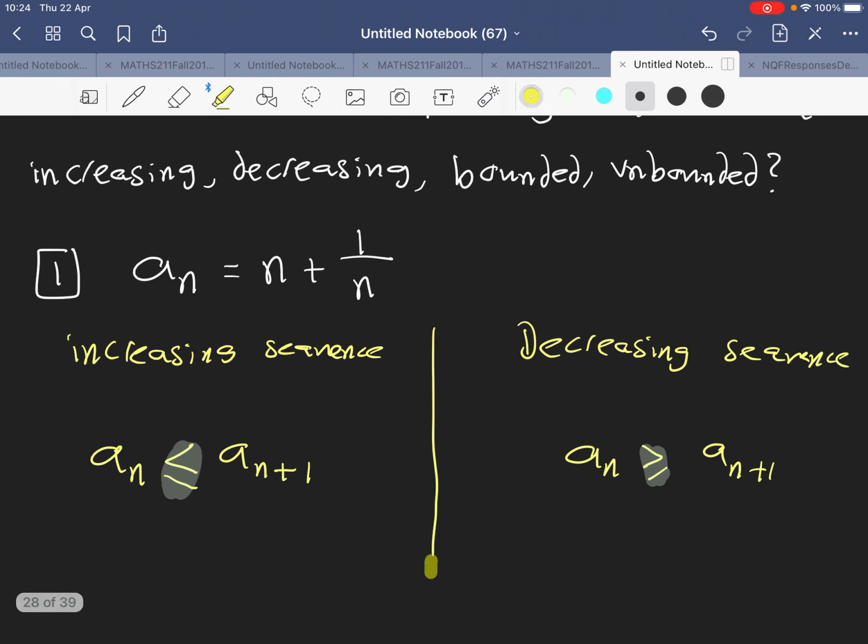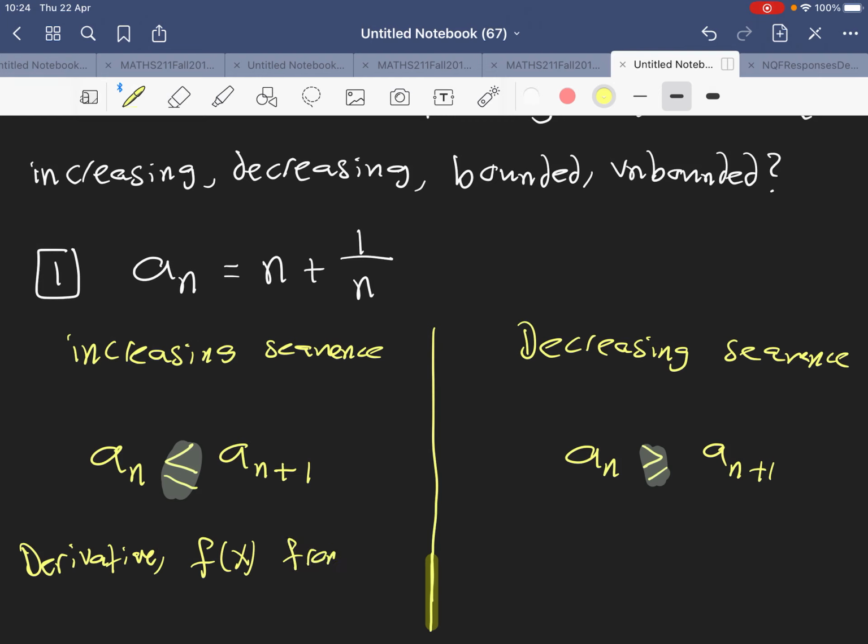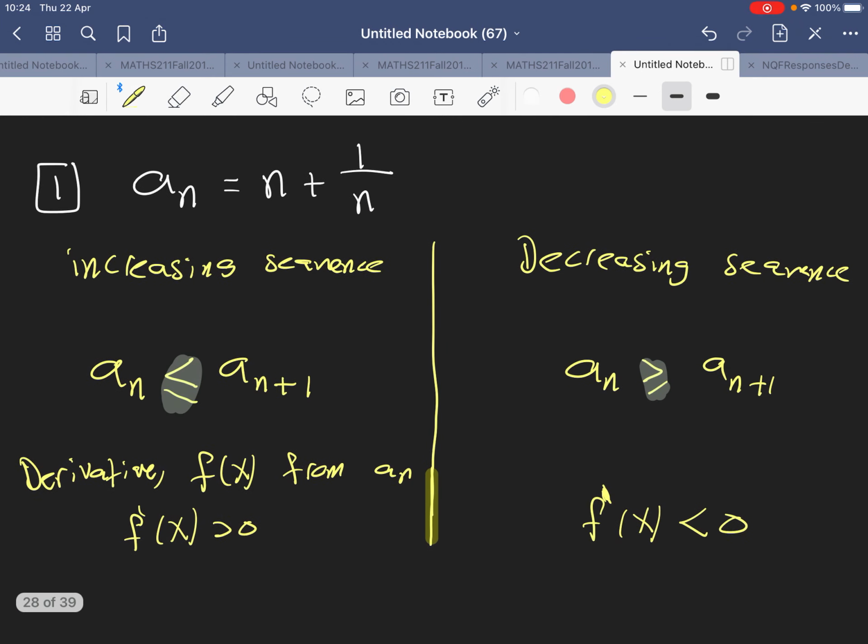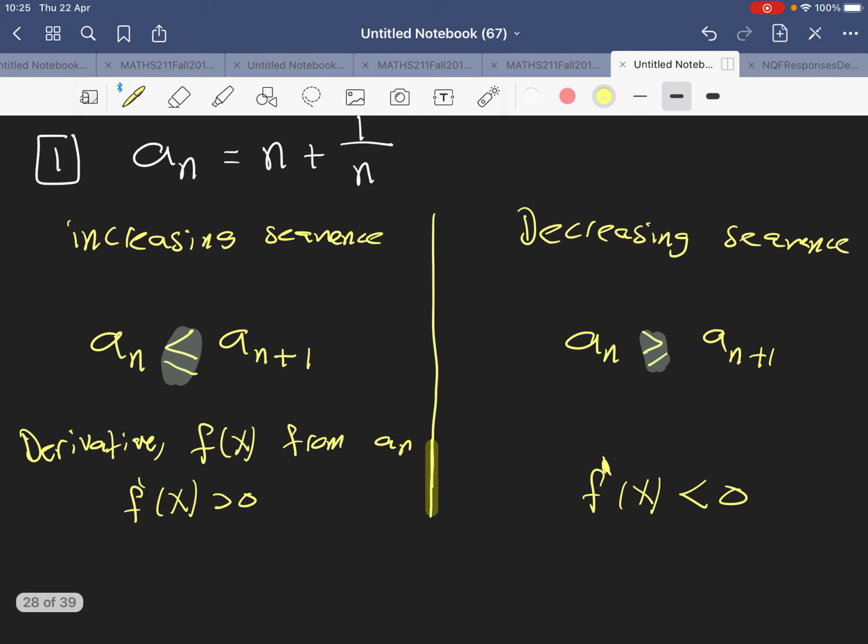Now for practical purposes, how are we going to check if something is increasing or decreasing? We can use the derivative. So you have your function f(x) from a_n, and if the derivative is positive, this is increasing, and if the derivative is negative, this is decreasing. Just keep this in mind, this is maybe the straightforward method because finding the derivative is very easy and simple. So let's do it with this question.